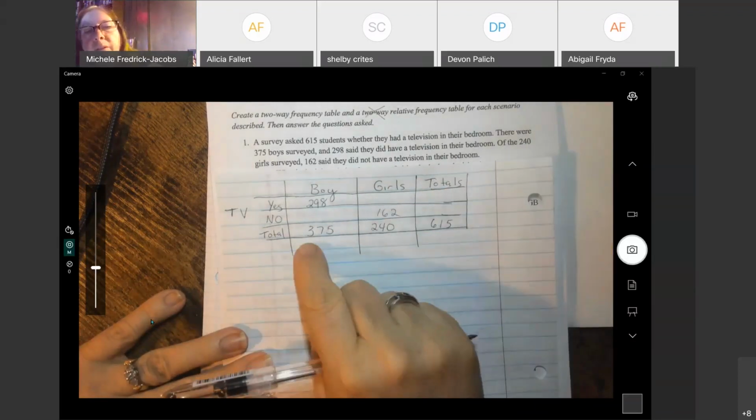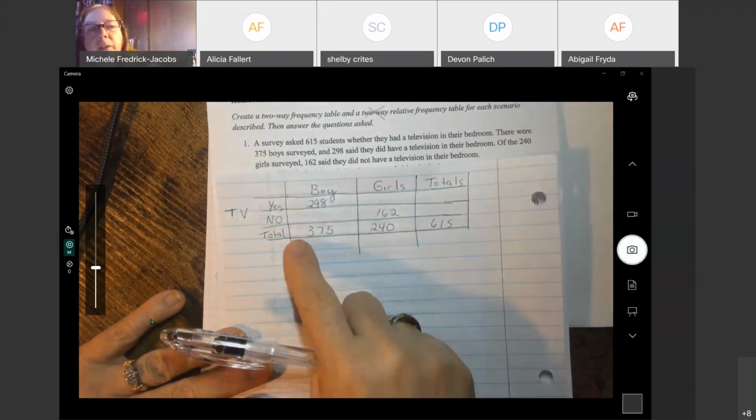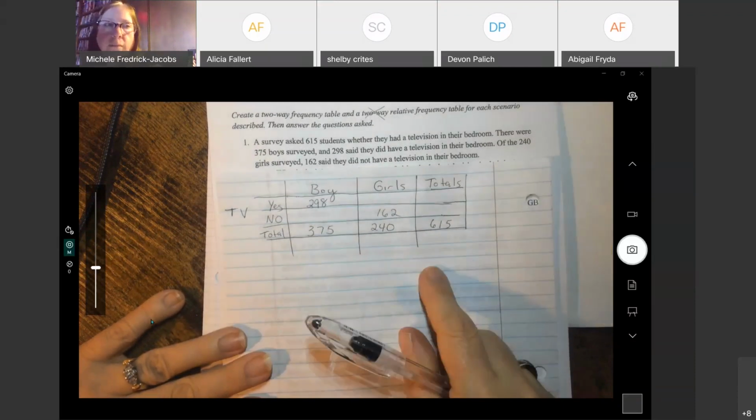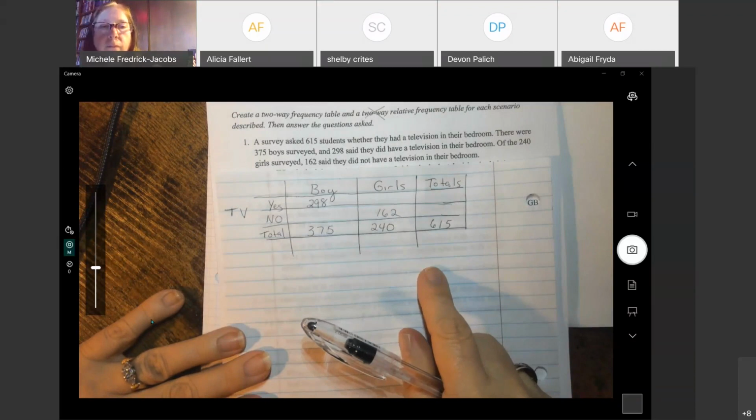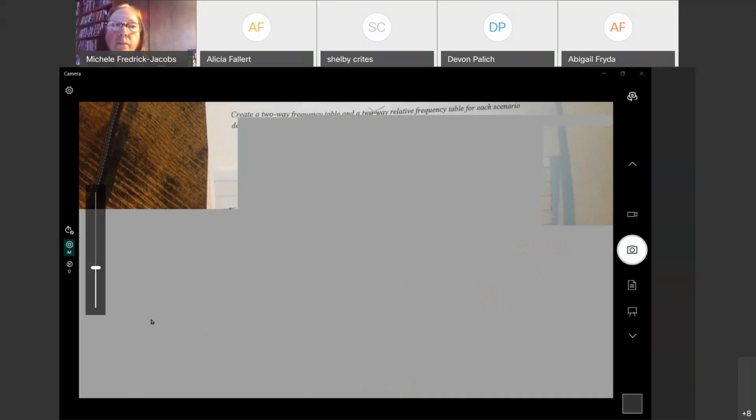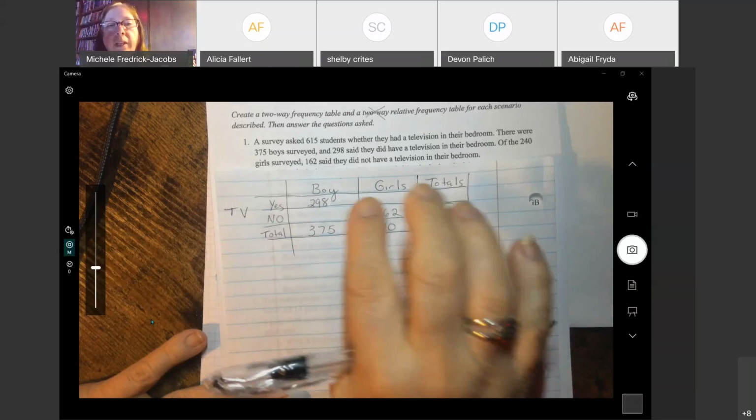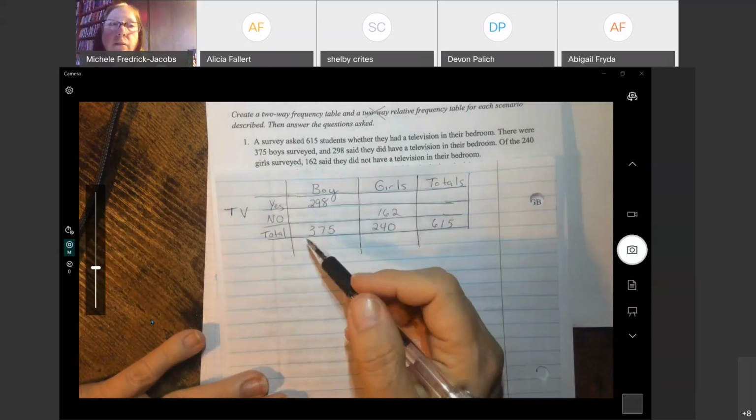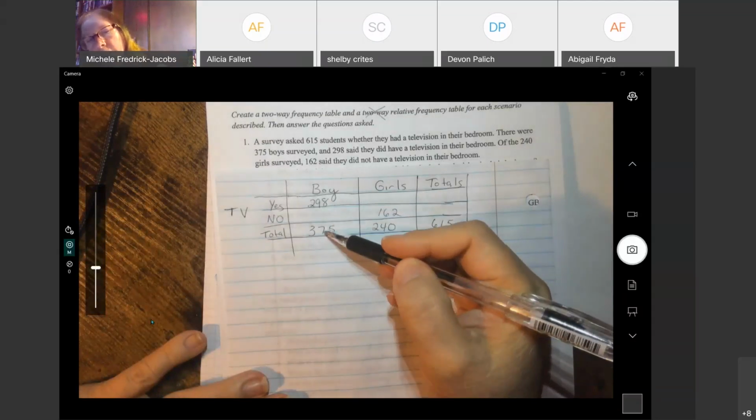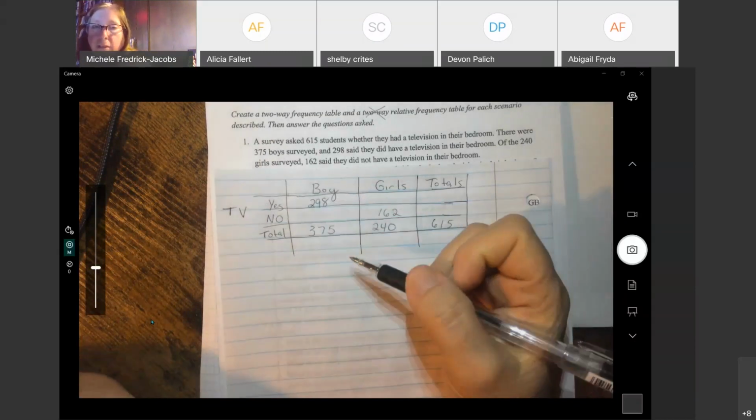Now I always make sure my totals add up. If we take 375 plus 240, you get 615. So if we add across the bottom, our totals look good. Now we need to find these two, so then we could add across. Remember, these need to add together to get 375, so if we subtract them, we'll find the number of boys that do not have a TV in their room.